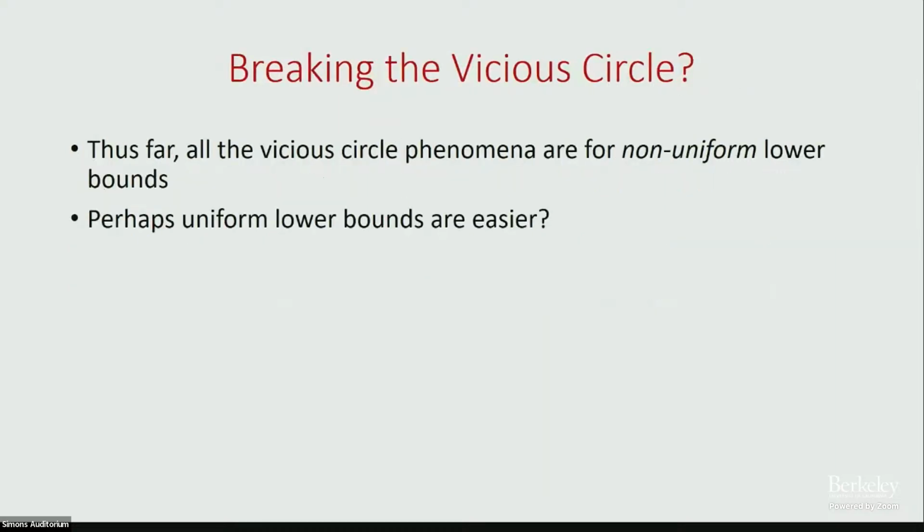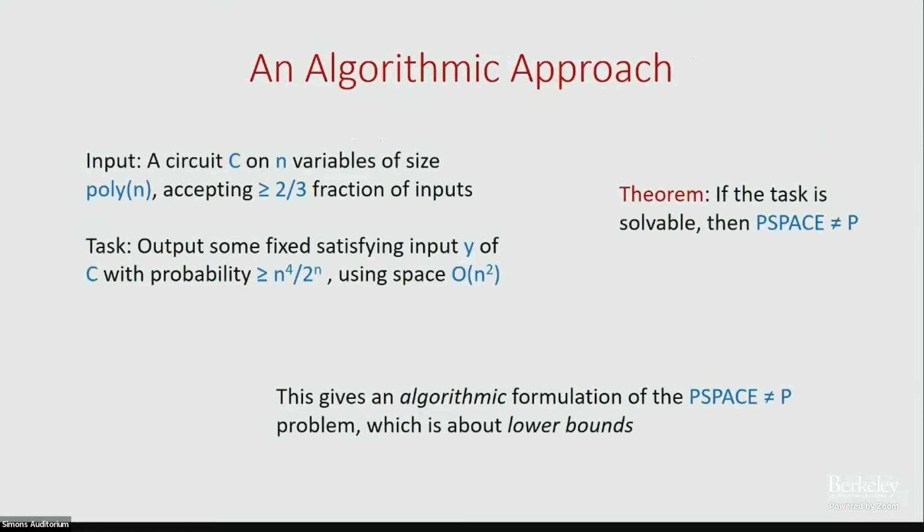So I'm almost out of time, but let me say a little bit about how you would actually get around this. This vicious circle is present for these very strong lower bounds, but it's always for non-uniform lower bounds. Could it be that uniform lower bounds are just much easier? After all, to settle NP versus P, we just need to show uniform lower bounds, not non-uniform ones. So could it be that they're much easier? And here's one way to approach uniform lower bounds. This is an algorithmic approach.